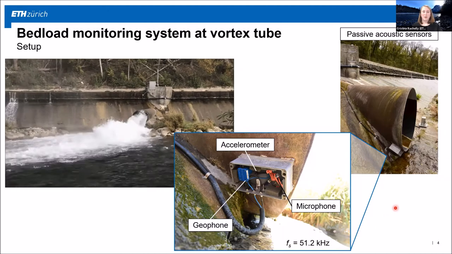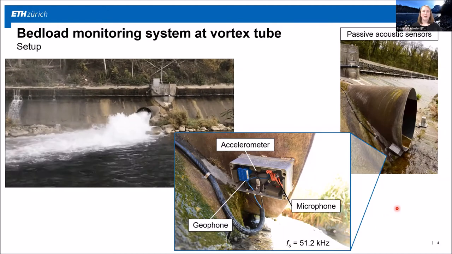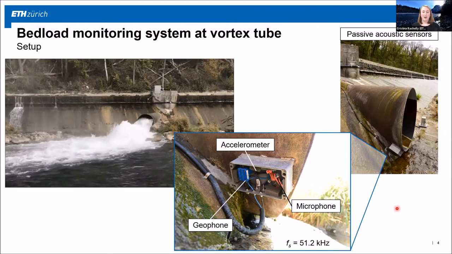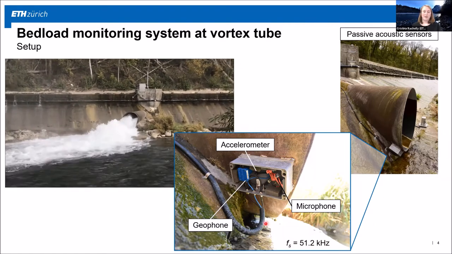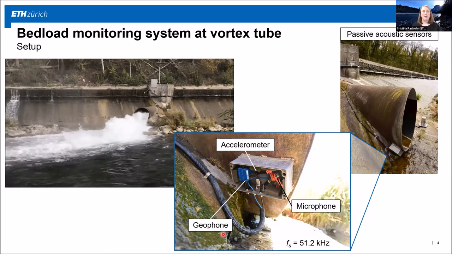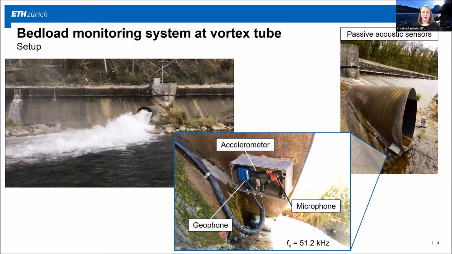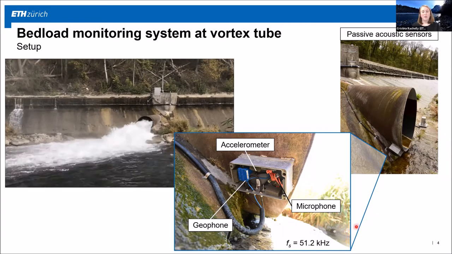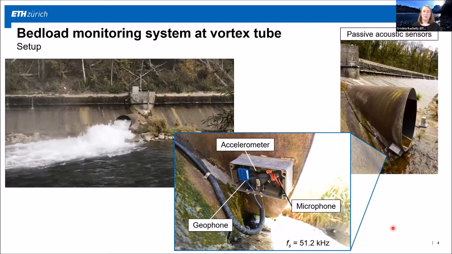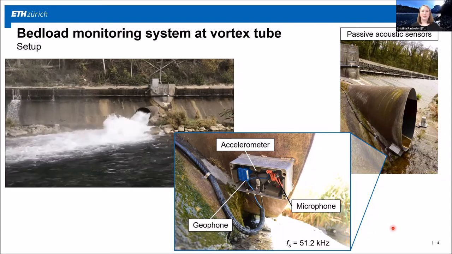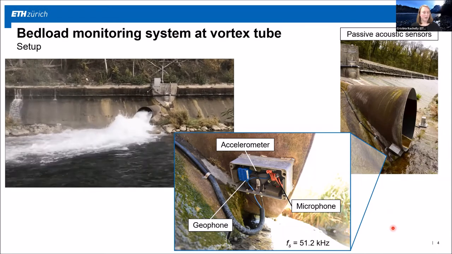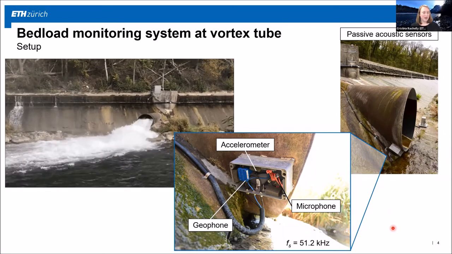We installed three sensors because in the beginning we weren't sure what the signal was going to look like at all and if it was going to work at all. But it turned out that the geophone was able to pick up the signal pretty well and was in the end, let's say, the most robust sensor for this setup. So we focused the further data analysis on the geophone data.